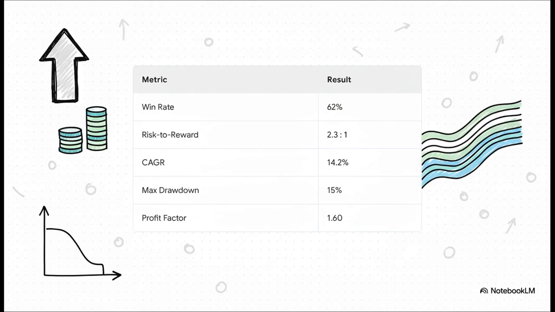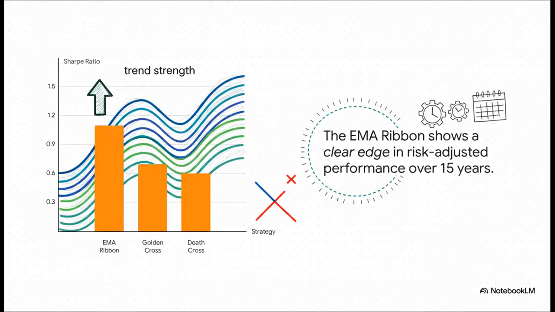And when you dig into the numbers, you can really see the statistical edge this thing has. A 62% win rate is pretty solid, right? But the real power is in the risk to reward. On average, the winning trades made 2.3 times more than the losing trades lost. And it did all this while keeping the maximum drawdown to just 15%, which, by the way, is the lowest of any of the strategies we've looked at so far. When you put it side by side with some of those simpler crossover strategies, the difference is just, well, clear. The EMA Ribbon's ability to read trend strength, not just its existence, gives it a serious, quantifiable edge over that 15-year period.